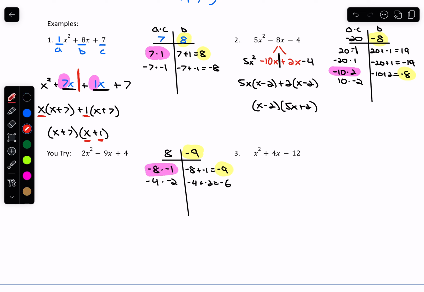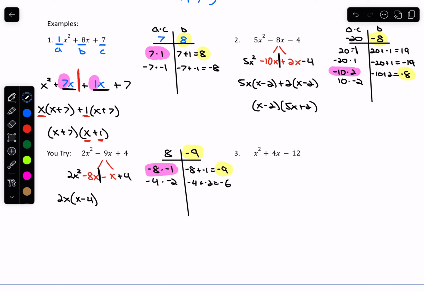So now I can go ahead and split my middle term. -9x is going to split to be -8x minus 1x. And then I write my first term in the front and my last term in the back. So now we do factor by grouping. I'm going to split the problem in half. The first two terms, I can pull a 2x out, which leaves behind x minus 4.